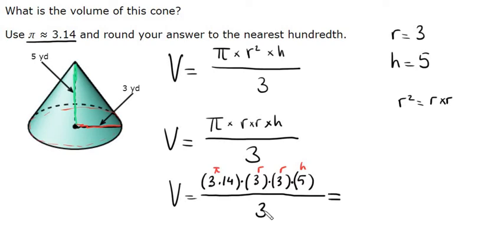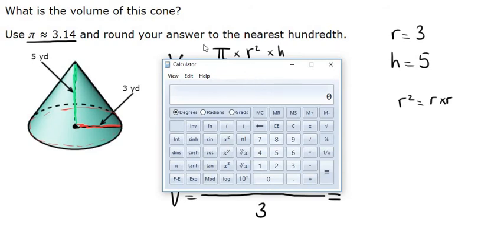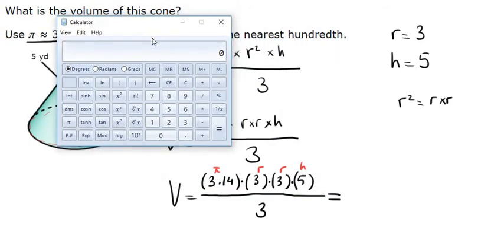So we're going to use our calculator. Let me take out my calculator. Let's multiply 3.14 by 3, and I'm going to multiply that by 3 again, times 3, and then times 5. It's going to give us the numerator. 141.3 is the numerator.